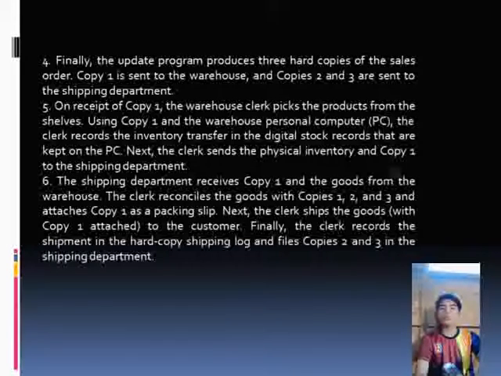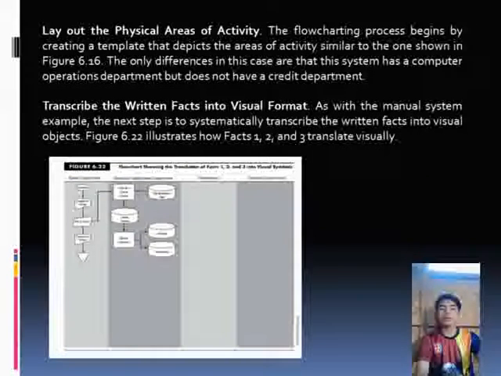2. A computer program edits the transactions, checks the customer's credit by referencing the credit history file, and produces a transaction file of the sales orders. 3. The sales order transaction file is then processed by an update program that posts the transaction to corresponding records in the AR and inventory files. 4. Finally, the update program produces 3 hard copies of the sales order. Copy 1 is sent to the warehouse, and copies 2 and 3 are sent to the shipping department.